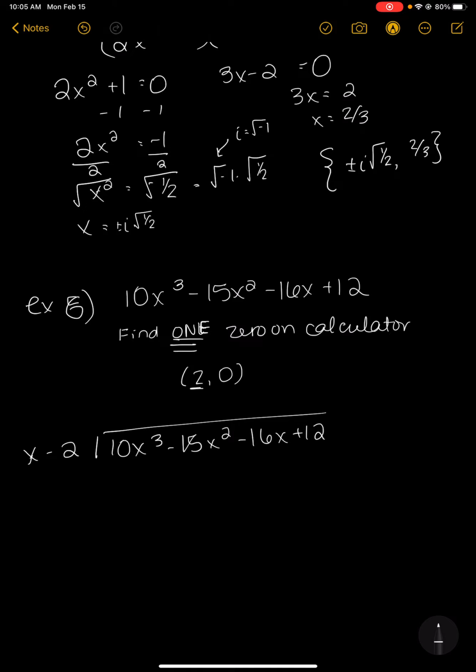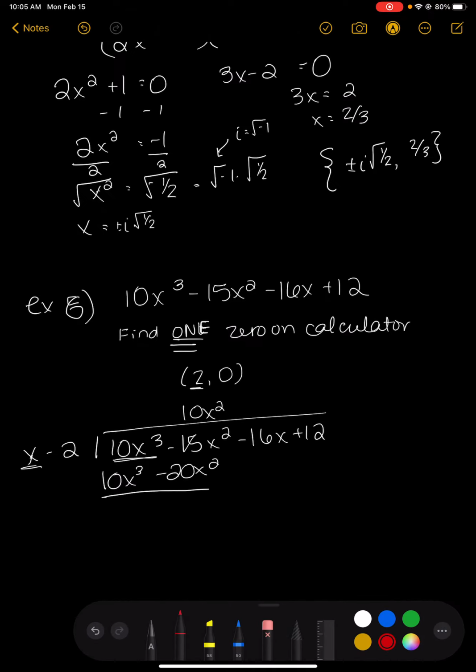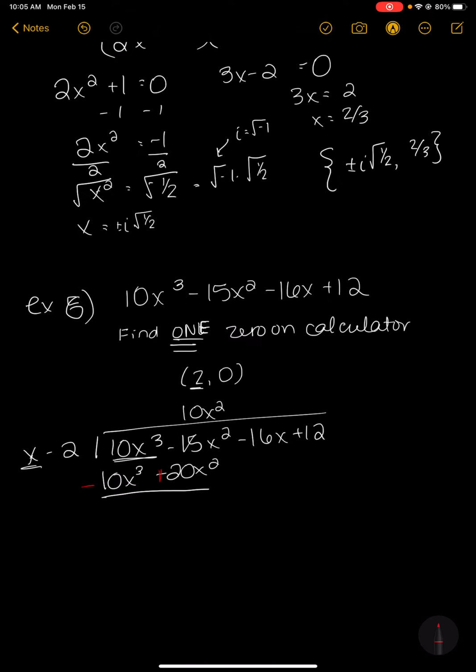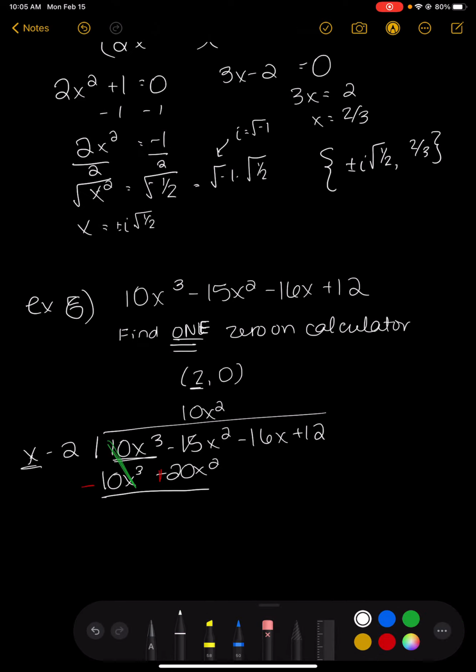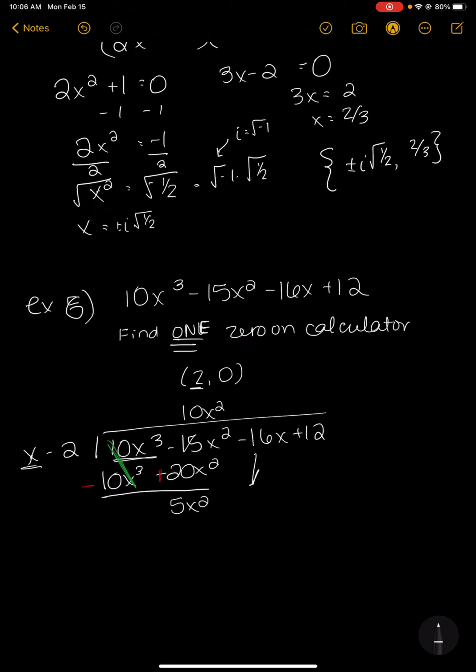So we've got x times what gives me 10x cubed, and we've got a 10x squared. Draw your line and subtract. First term cancels out. Combining like terms, negative 15x squared plus 20x squared gives you a 5x squared. Bring your next term down. So what multiplies by x to give me 5x squared? Well, that would be a 5x.